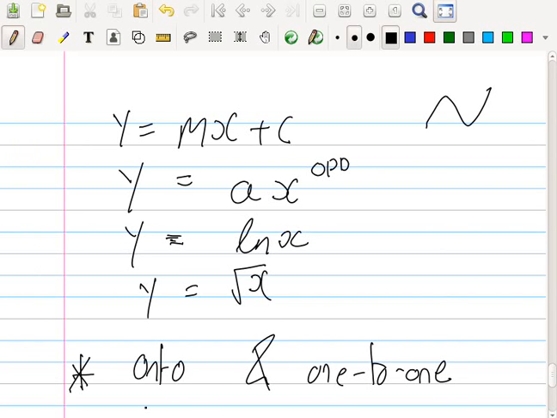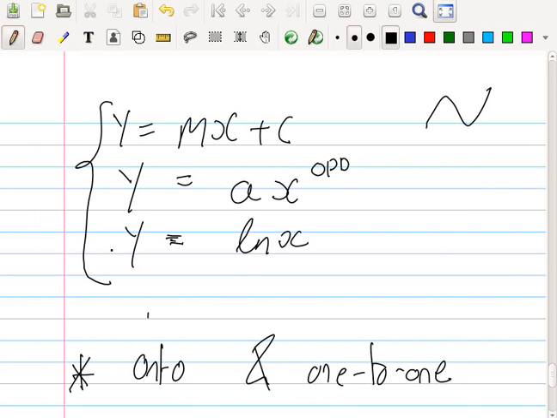Huh? Wait, how does y equals square root of x take into account? Wait a second. This isn't onto. Why is this not onto? You can't make negative numbers. All right, our selection of functions which are onto and one-to-one has gotten smaller now. Yeah, that's really it. I can't think of anything else.